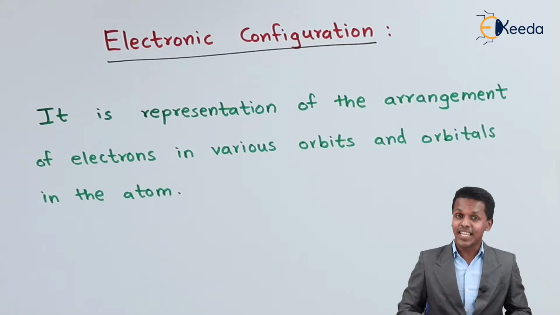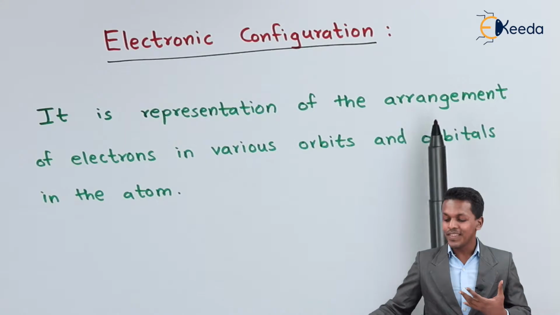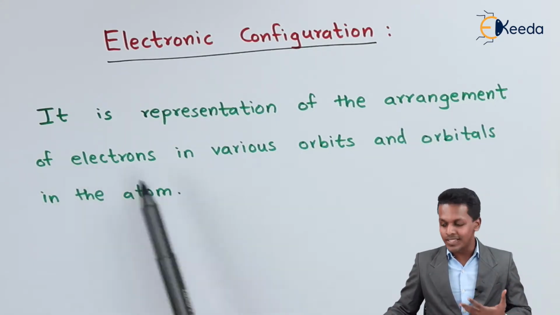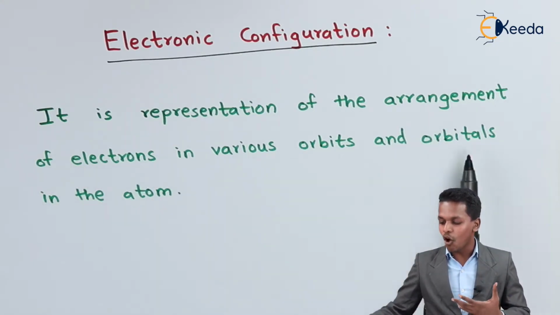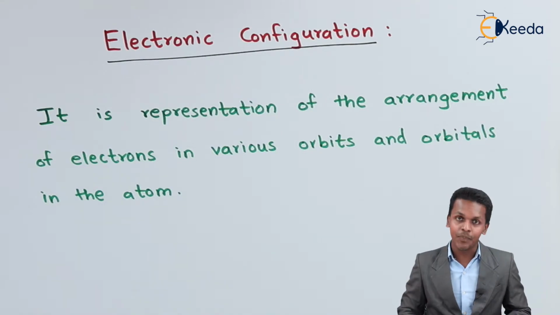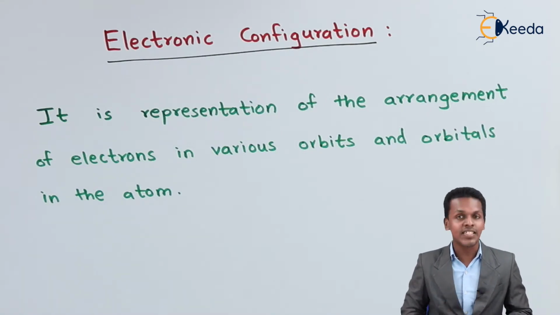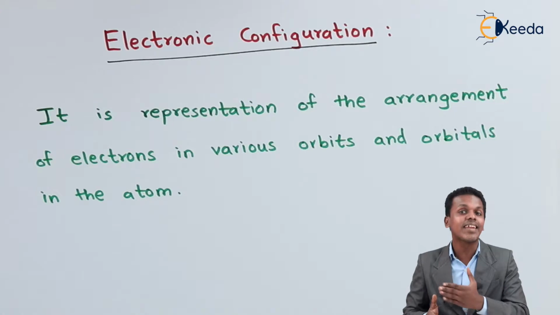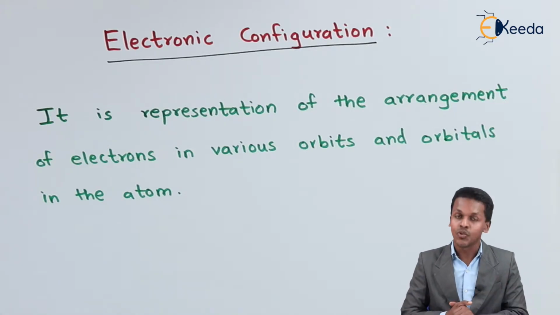So now let us start with the definition of electronic configuration. It is a representation of the arrangement of electrons in various orbits and orbitals in the atom. Here I'll give you certain examples so that we can understand how to write the electronic configuration. So we have the first example.